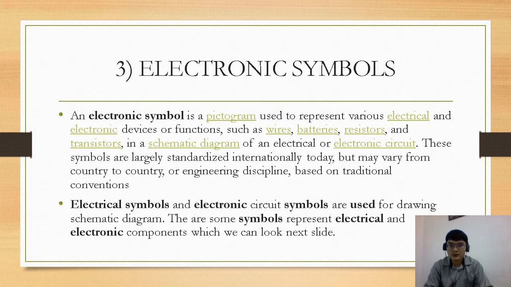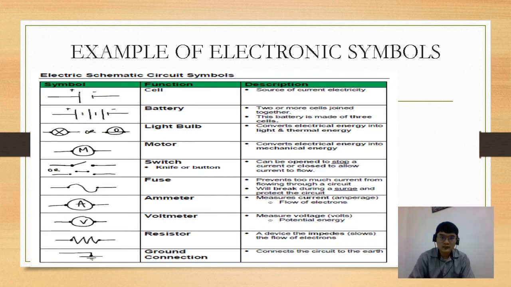Next, electrical symbols and electronic circuit symbols are also used for drawing schematic diagrams. There are some symbols representing electrical and electronic combinations which we can look at on the next slide. This is some examples of electronic symbols which I discovered, and we can see them in the table. For example, cell, battery, light bulb, motor, switch, fuse, emitter, voltmeter, resistors, and ground connection.